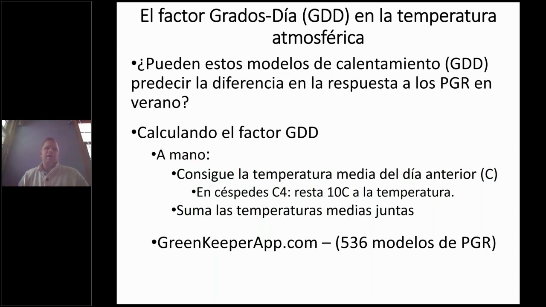So for example, if the average air temperature was 25 degrees Celsius, we subtract off the 10, we would get 15 growing degree days for that day, and we would add that 15 growing degree days to our rolling summation of temperatures. When we hit our threshold, say it's 200, we go reapply the product, and then you set it back to 0. So there's a lot of different models out there.